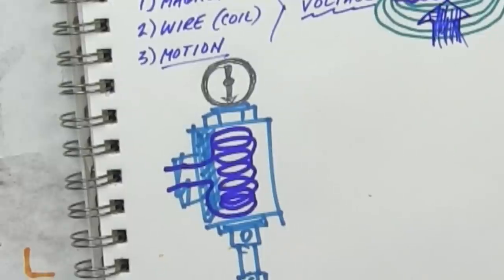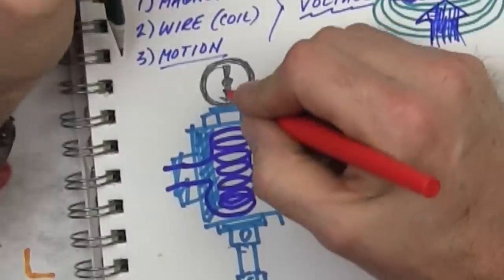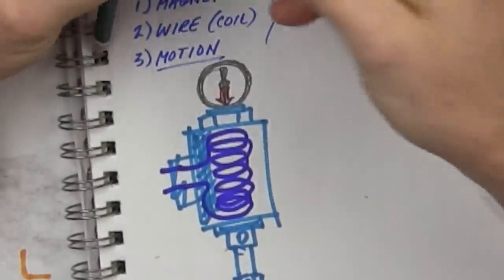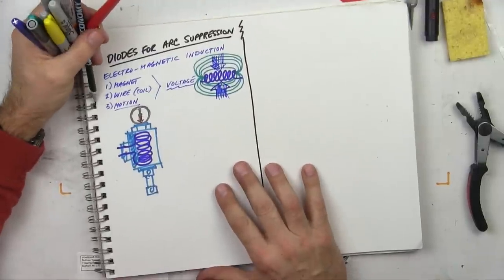I need the red marker. Oh, found the red marker. So at any rate, it'll pull north or south, whatever. Okay, a little bit.